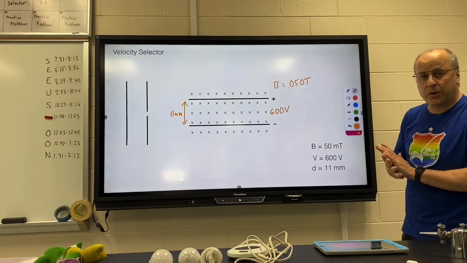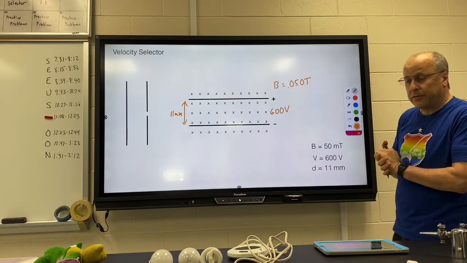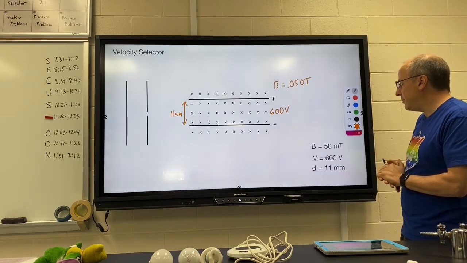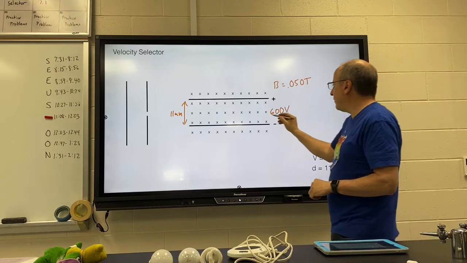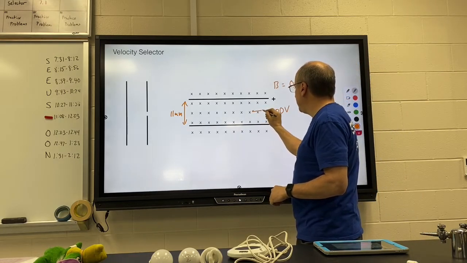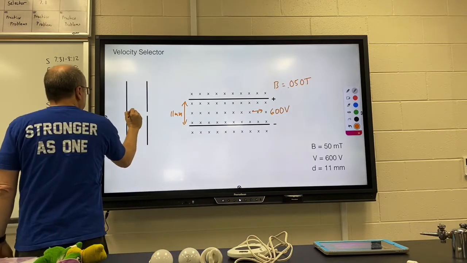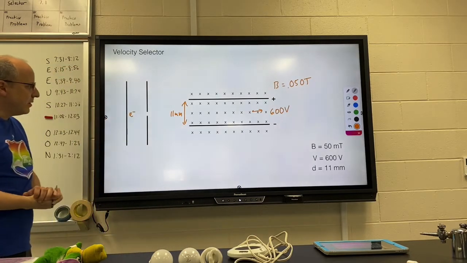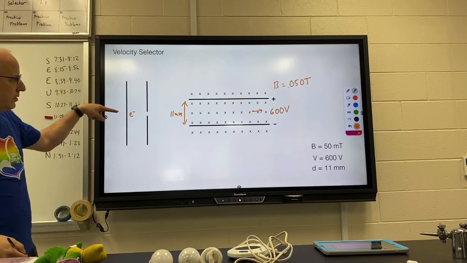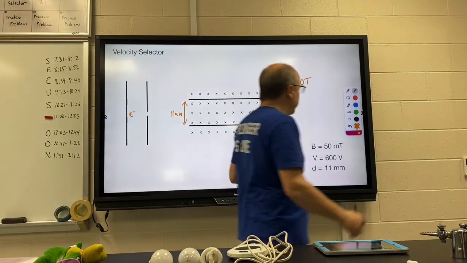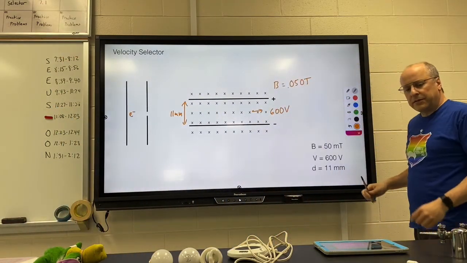Again, show me your work on paper, take a picture of it, and include it in the slideshow. And figure out what particle speed will make it through unscathed. Again, these particles are electrons. Okay, so figure out the speed that will make it through without deflecting up or down. Okay, that's it for day 2.